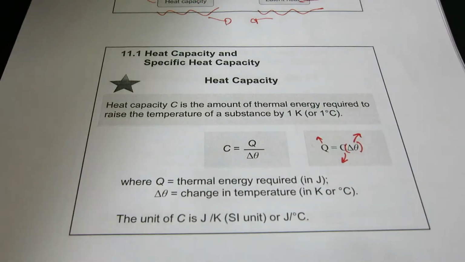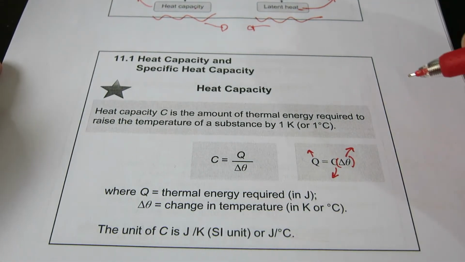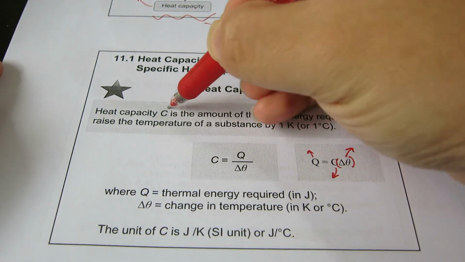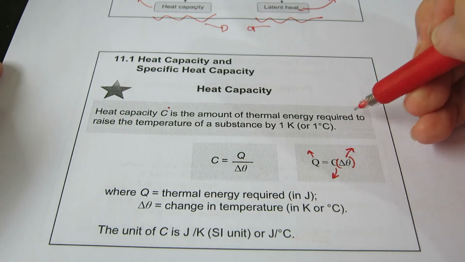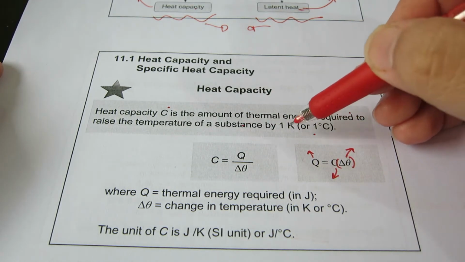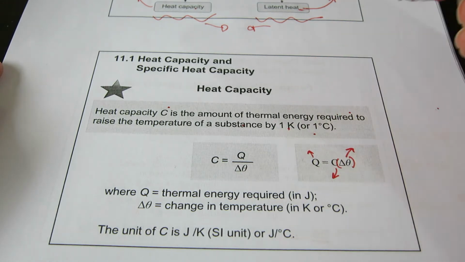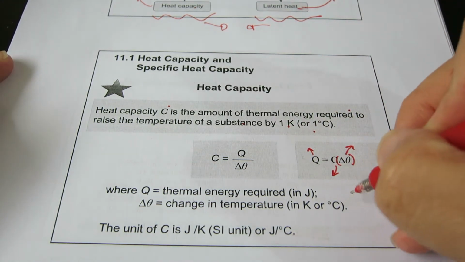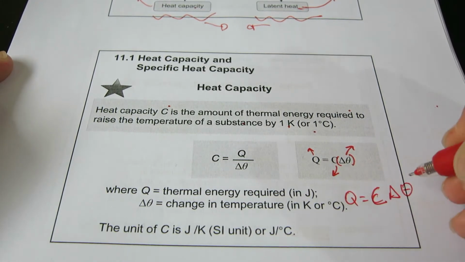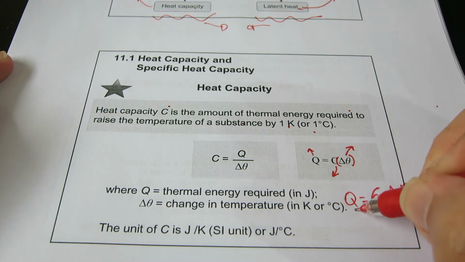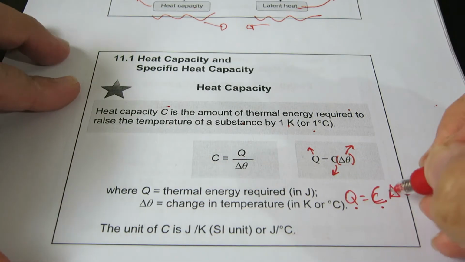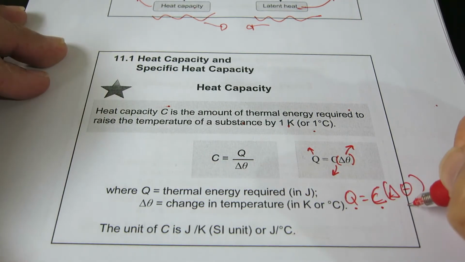Now let's talk about heat capacity. What exactly is heat capacity? Heat capacity, short form a capital C, is the amount of thermal energy required to raise the temperature of an object by 1 degree Celsius or 1 Kelvin. We always write it as Q equals C delta theta. Q is the amount of energy required, C is the heat capacity here, and delta theta is known as the change in temperature.